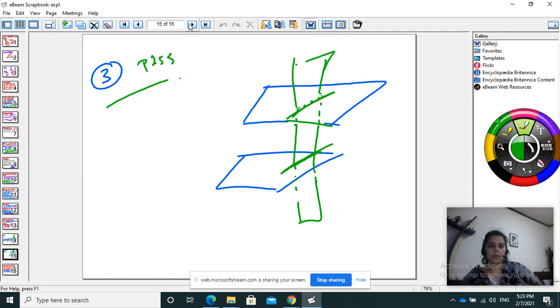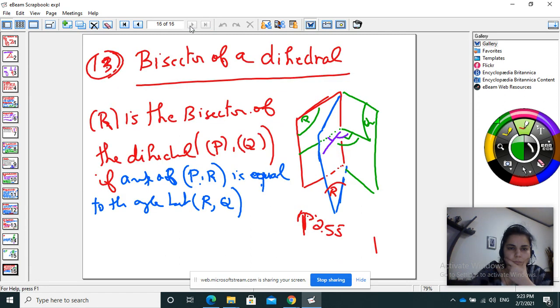Okay, what else do we have here? Those properties you can see in the book. Now the last one, 13, the bisector of a dihedral. You can skip writing it if you want, we will not use it. If I have this dihedral, the bisector of the dihedral is a third plane that cuts the dihedral in the middle, as I open the book. The angles are equal, this angle equals this angle. If you want, don't write this one, we will not use it at all.